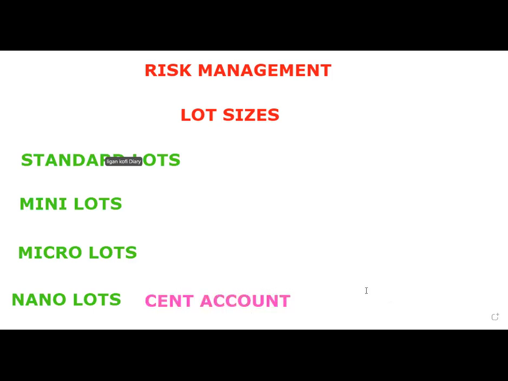So cent account, what is a cent account? We know cent is the basic unit of a dollar. So the basic unit of dollars is cent. So the calculation here comes: 100 cents will give you $1.